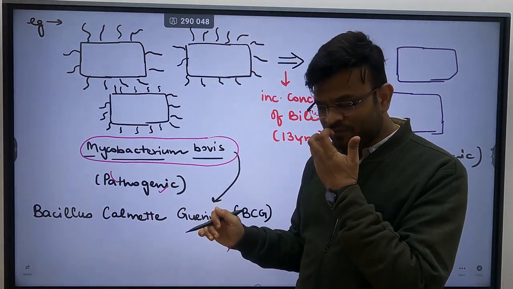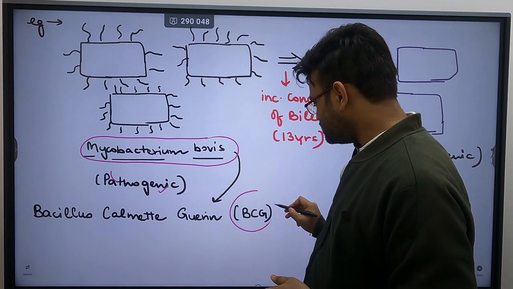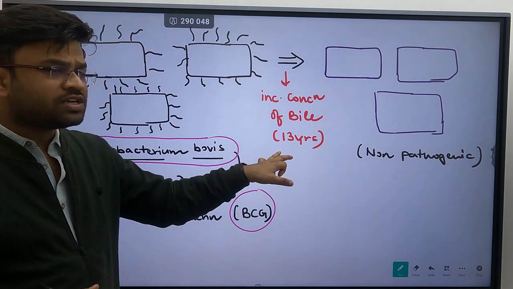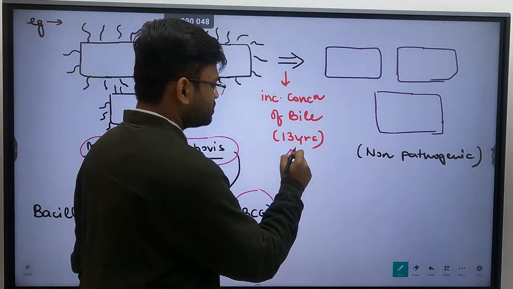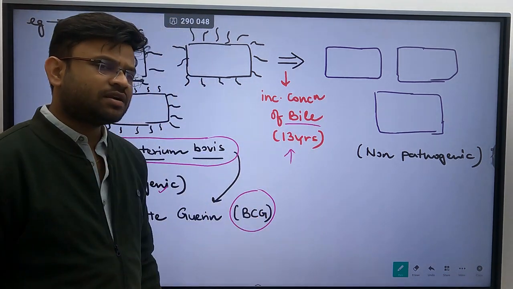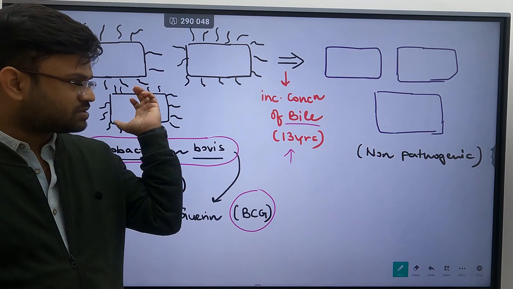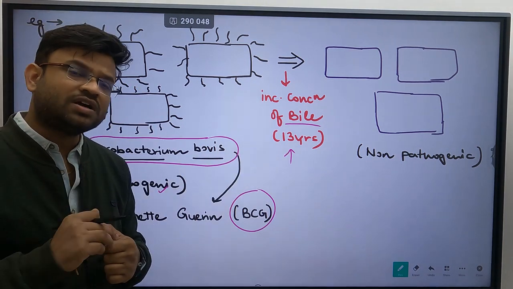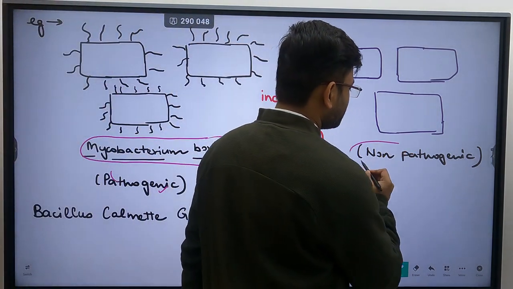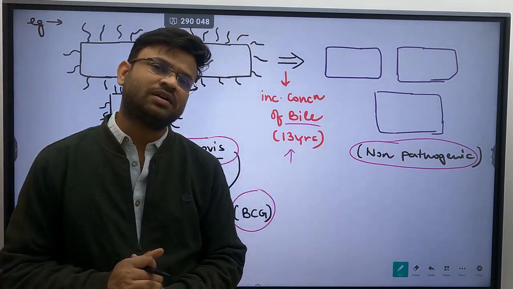Mycobacterium bovis has another name, Bacillus Calmette-Guérin, or BCG. Now, when you allow this pathogen to grow for 13 years, mind it, 13 years, in an increased concentration of bile, you would understand that bile is not a very good thing to grow upon, and you are growing this microbe on bile for 13 continuous years. What will this lead to? It will lead to the generation of non-pathogenic bacteria. From the pathogenic, you are transitioning towards the non-pathogenic bacteria.